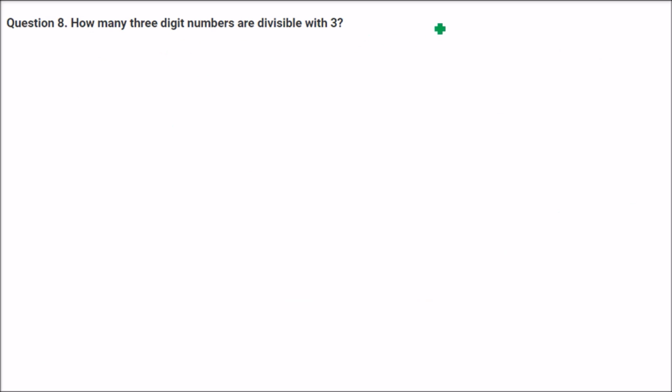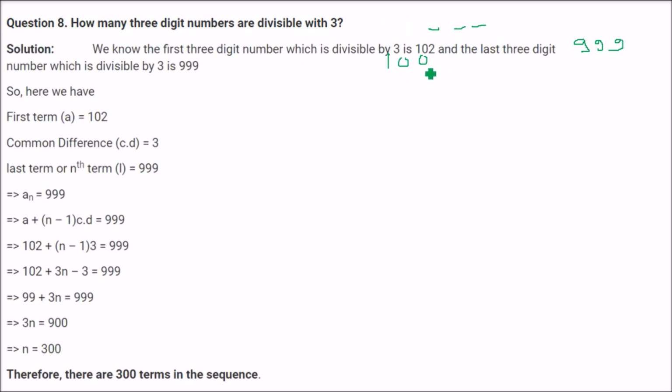How many 3-digit numbers are divisible by 3? So 3-digit number, that means we need to have 3 digits. What is the first 3-digit number? 100. And what is the last 3-digit number? 999. Right? How many 3-digit numbers are divisible by 3? So we have to start with the number which is actually divisible by 3. 100 is not divisible by 3. So 102 is the number which is divisible by 3. And 999 is of course divisible by 3.